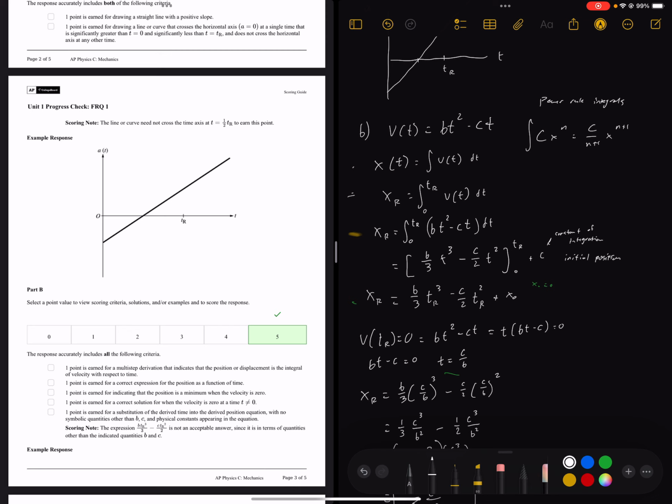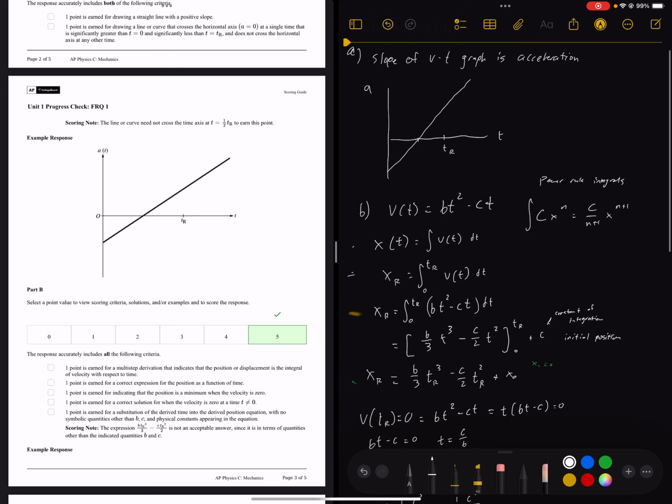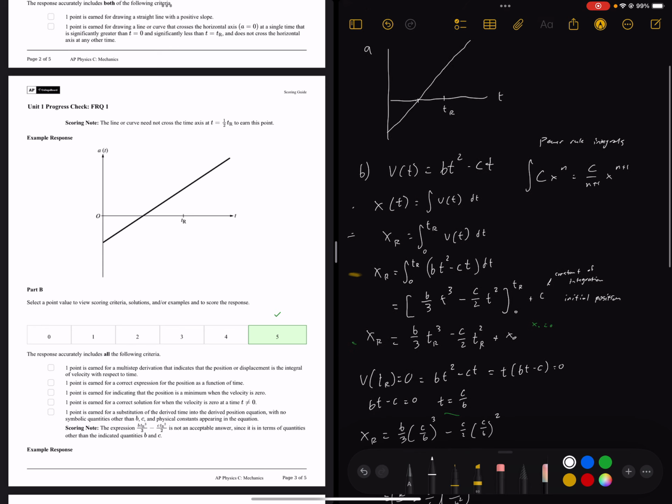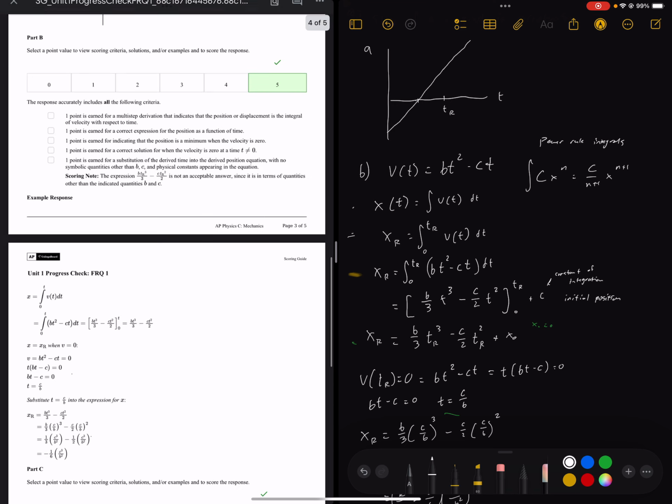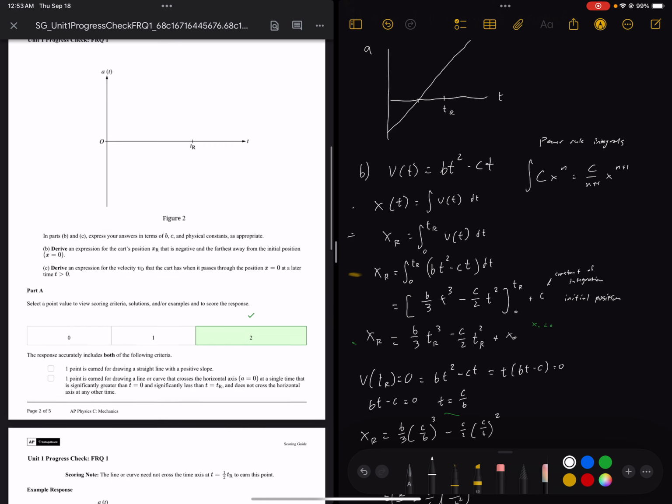This is something that's important to note. So if you wrote this expression here, b over 3 tr cubed minus c over 2 tr squared, that's actually not enough to get the points because you have to express it in terms of just b and c and fundamental physical constants, right? That's why we had to solve for time t equals tr in terms of b and c. All right, so now let's look at the very last part.